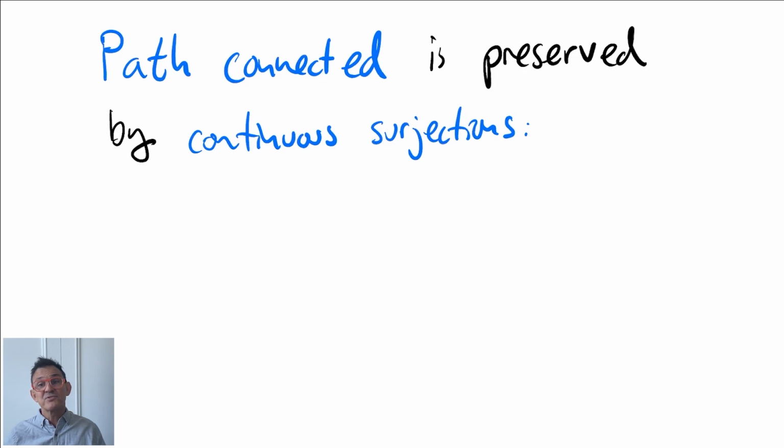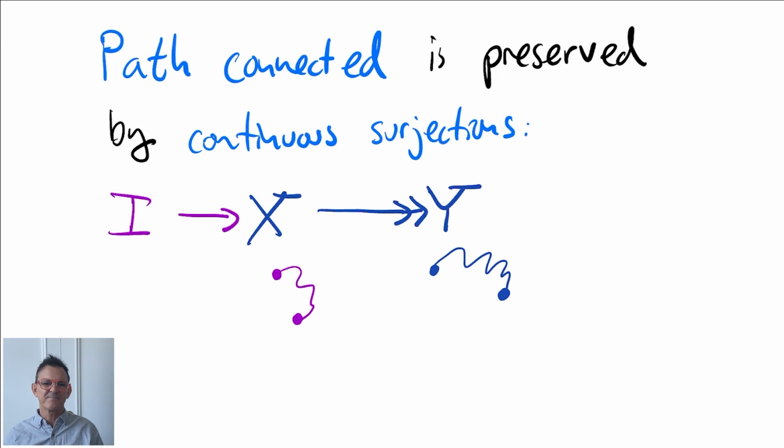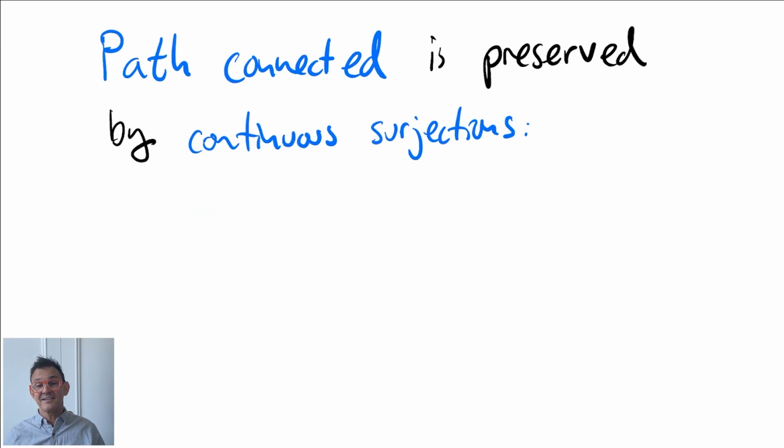Path connectedness is preserved by continuous surjections. You can see this if you have a surjection from a path connected space X to a space Y, and you're given 2 points of Y, you can choose a preimage in X for each point. Then there's a path between those points of X because X is path connected, which by composition with the surjection defines a path between the points of Y. Therefore, being path connected, being preserved by continuous surjections, implies it's preserved by homeomorphisms, so it defines a topological property.